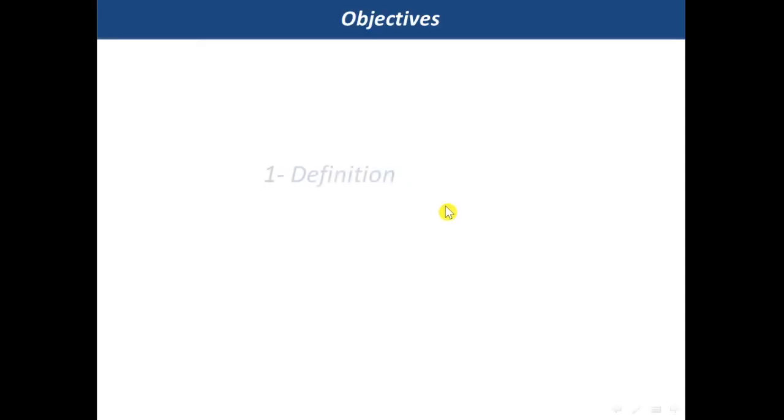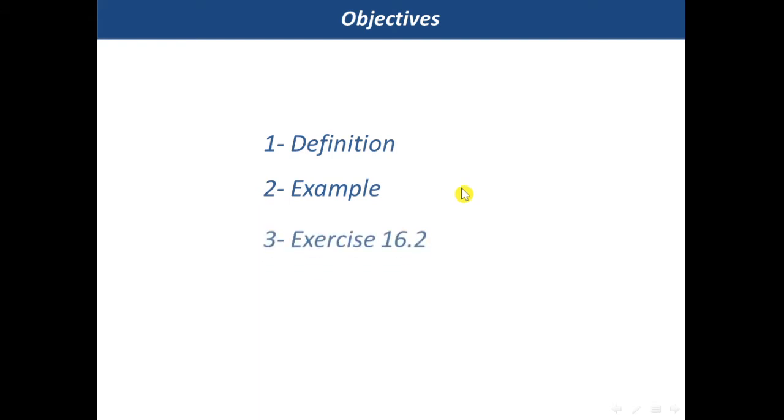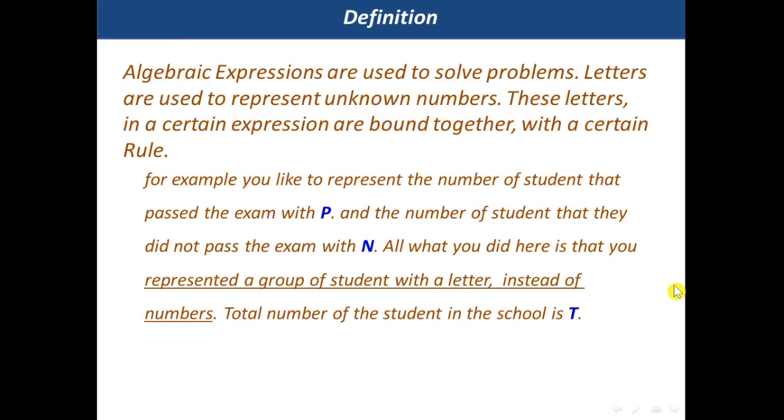So what are the objectives? First we have to know the definition of that. What is an algebraic expression, why we make algebraic expressions, and then we make an example to see how this works, and then we go to examples, exercise 16.2. An algebraic expression is nothing, all you have to do is replace the numbers you are talking about with letters.